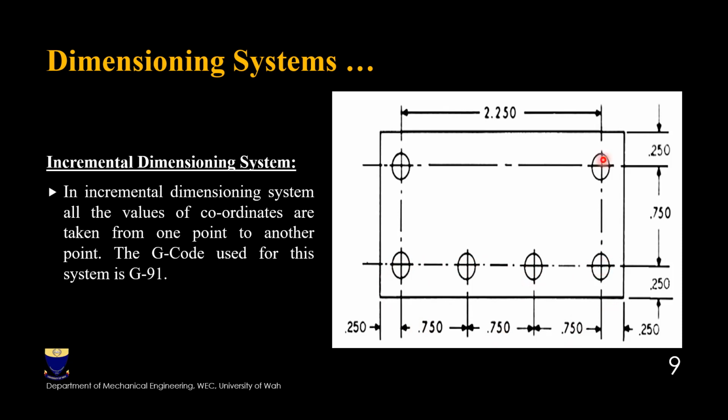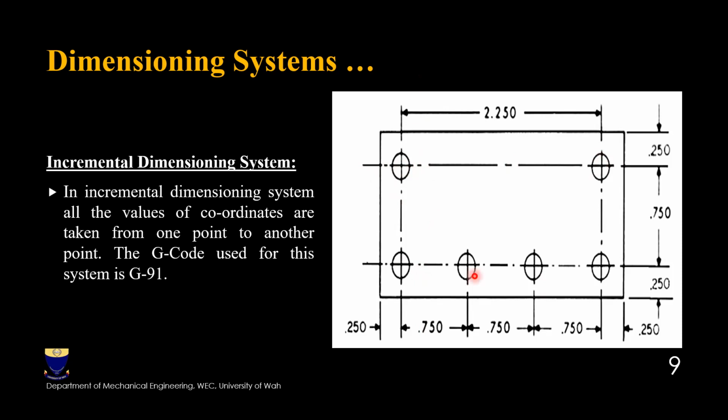And from this to this, the x is 0, this coordinate x reference 0, and y is 0.75. And from this to this, your x would be in negative direction. So x would be minus 2.25 and your y would be 0. So we have discussed this figure with respect to absolute dimensioning system and with respect to incremental dimensioning system.